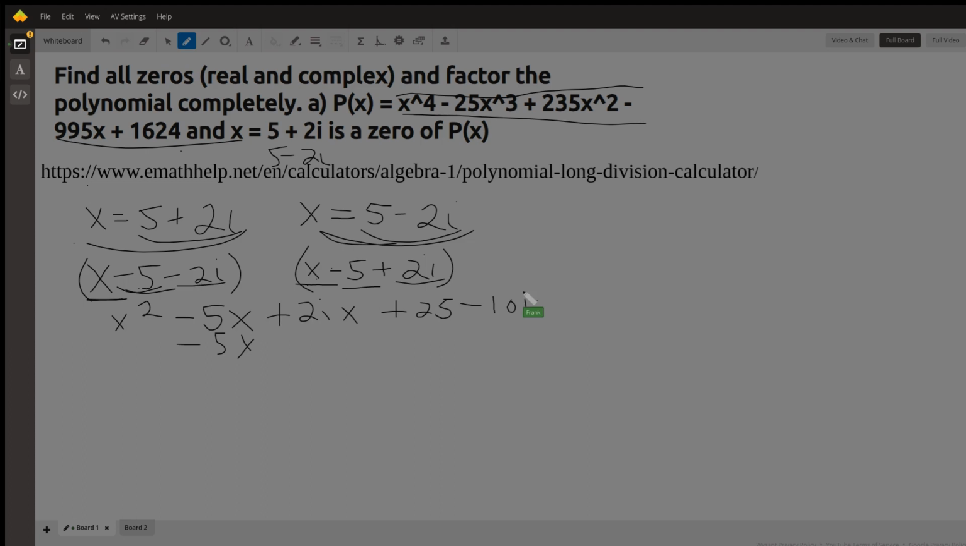Now I'm going to take this minus 2i times x is minus 2ix. Oh, look, those will cancel. Minus 2i times minus 5 is plus 10i. Those will cancel. I'm just going to cancel them right now. Negative 2i times 2i. Negative 2 times 2 is negative 4. i times i, i squared, is negative 1. Negative negative 4 is plus 4. So when I combine like terms, I get x squared minus 10x plus 29.